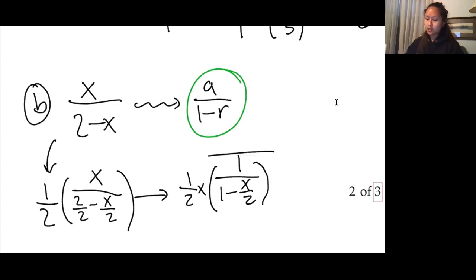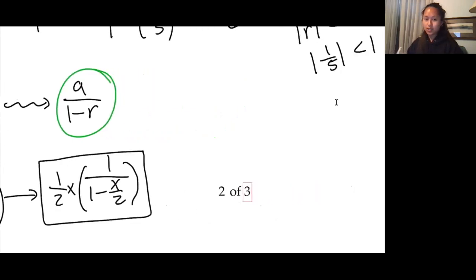Okay, so here is our rewritten equation as a geometric series. And you can see that in this case, a is equal to 1/2 x, and r is equal to x over 2.